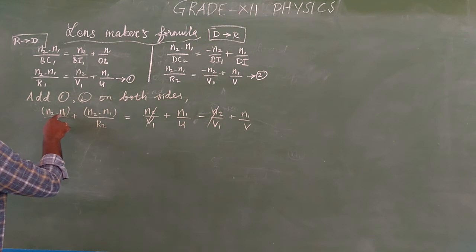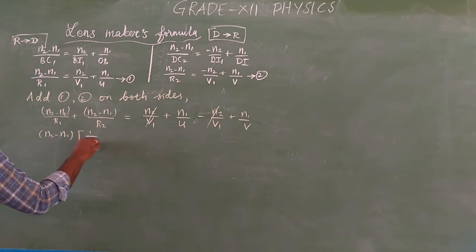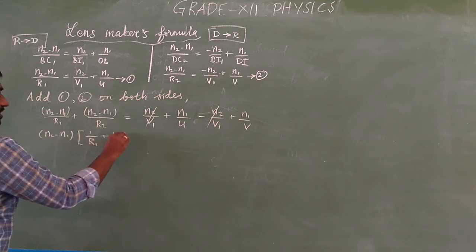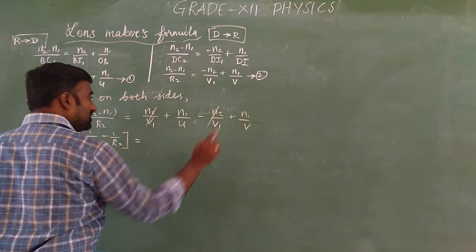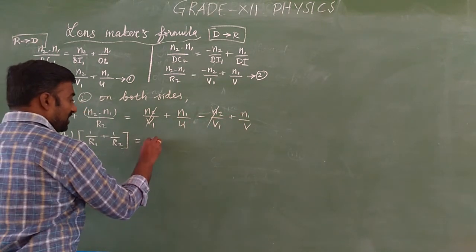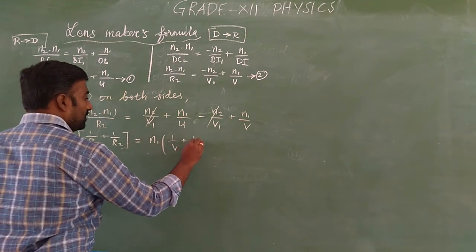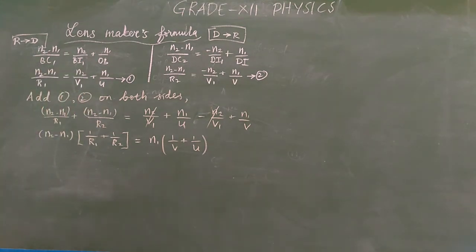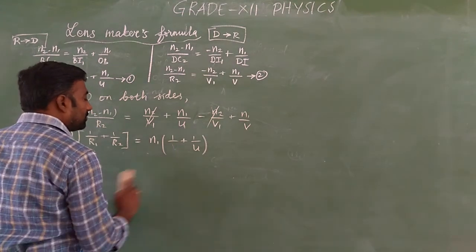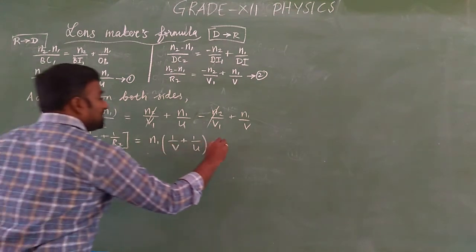Then N2 minus N1 is common on the left hand side, so we can take it outside: N2 minus N1 of 1 by R1 plus 1 by R2, which is equal to, here N1 is common on both terms, so take N1 outside. Remaining we get 1 by V plus 1 by U. Now this is equation 3.